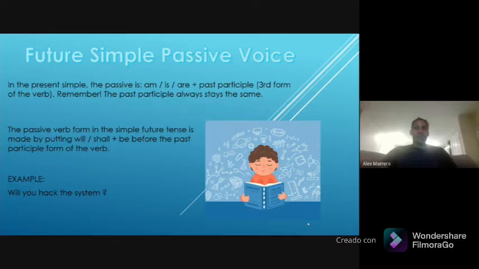Future simple passive voice. The passive form of the simple future tense is made by putting will or shall before the past participle of the verb. Example: will you hack the system?